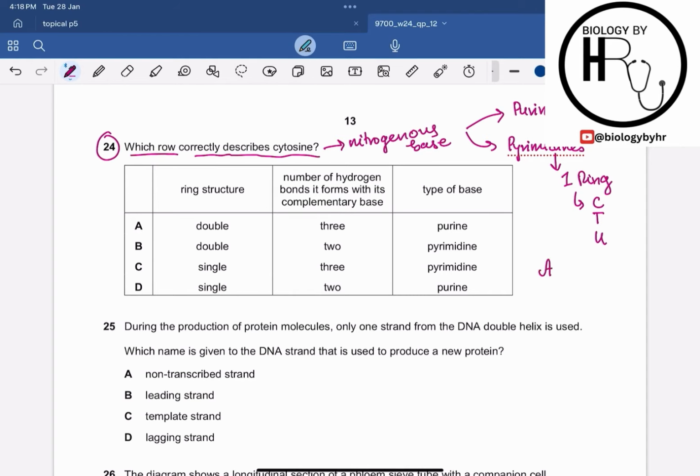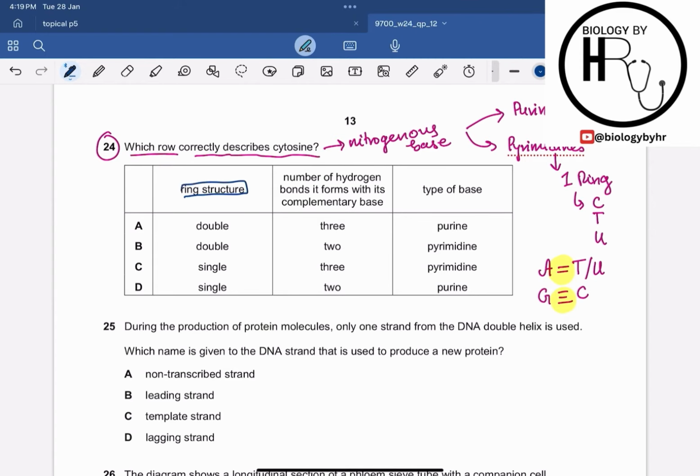And if we talk about complementary base pairing, adenine pairs with thymine or uracil and it makes 2 hydrogen bonds, right? It makes 2 hydrogen bonds. And if guanine pairs with cytosine, it makes 3 hydrogen bonds, right? It makes 3 hydrogen bonds. Now let's look at the question.